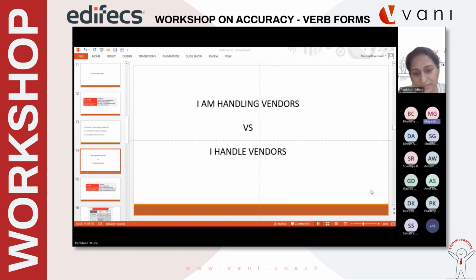So when there is a continuous action, I am taking care of the vendors from the past few times and will continue in the future, then I am going to use I'm handling vendors. And when I currently handle vendors and I don't know if in future I am going to handle them or not, then I will use I handle vendors. All right.